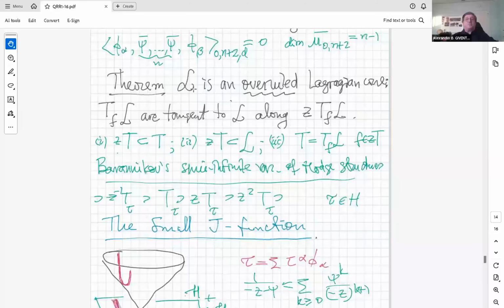The Lagrangian submanifold, the graph of the differential of the generating function, is actually, that's a formulation. Let's read it. So L is an overruled Lagrangian cone. Namely, this means that the tangent space at any point f to that cone is tangent to that cone along z times that tangent space. So this is a very loaded phrase. Let me decode it for you.